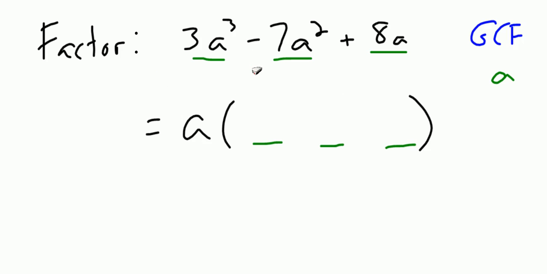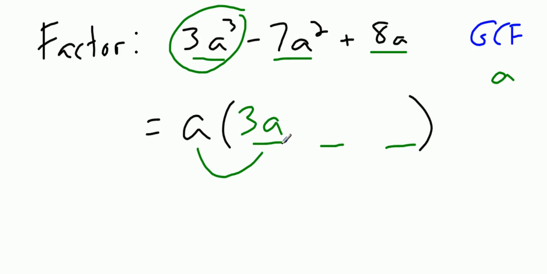You can either just make that a rule, or you can just sort of look at it and analyze it. I think that's the safer route to go. Again, the plan is, what times a would bring me back to this first one, 3a cubed? Well, we need the 3, and we need to get from a to a cubed. That means we're going to have to leave an a squared behind, so that when you do the a times the a squared, you'll get a cubed.